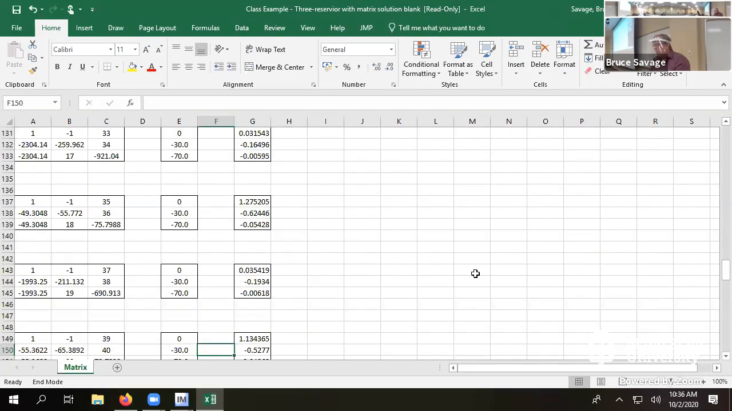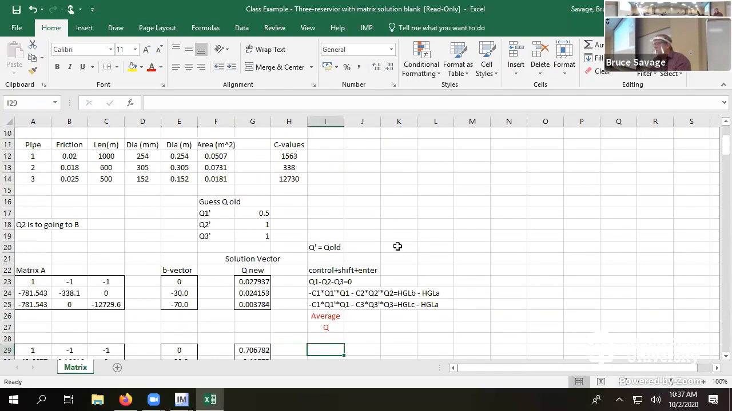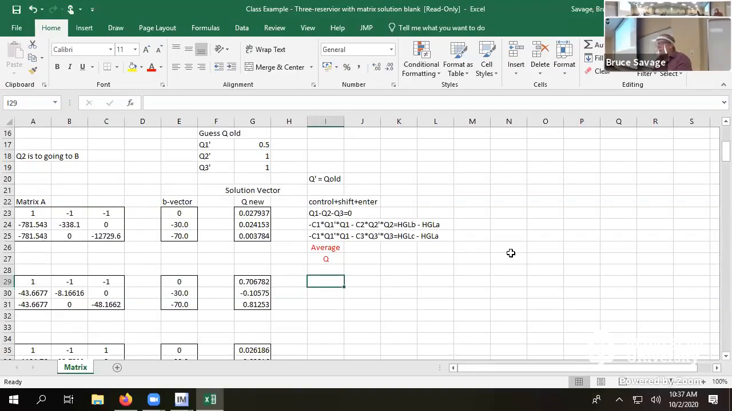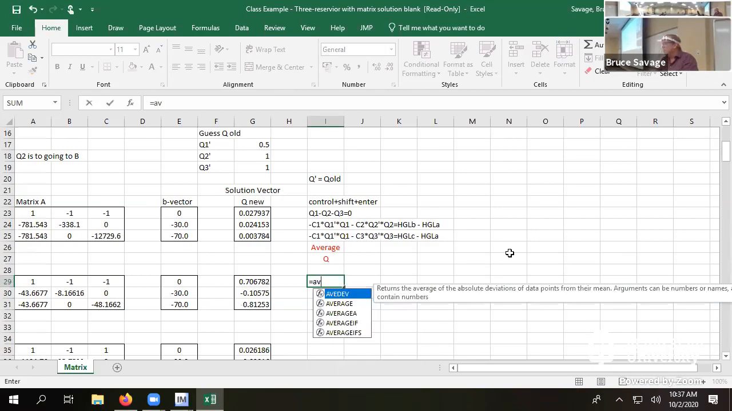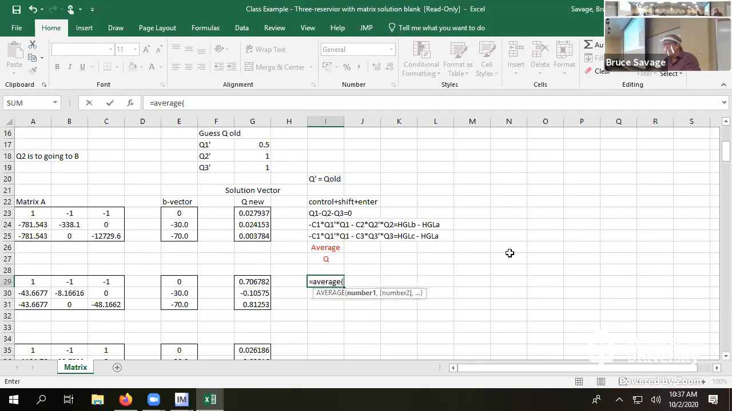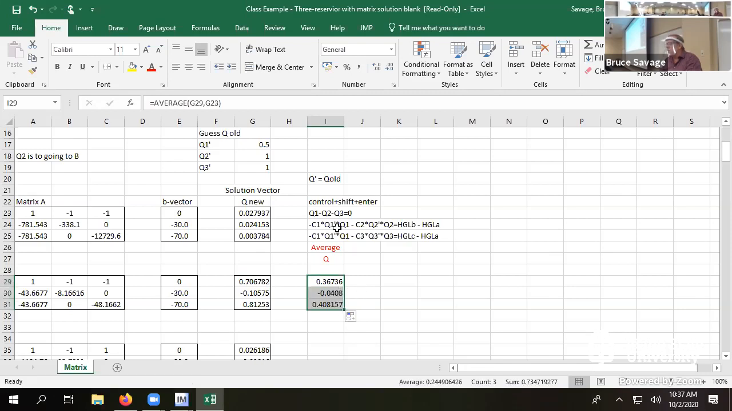So what I'm going to do is come up here and take the average of my last two values. However you want to do this, you can either calculate it manually, a plus b divided by 2, or I can use the average command inside of Excel. I'm going to take the average of this number and this number. And if I copy that down, now I have the average. I probably ought to clean these numbers up a little bit.